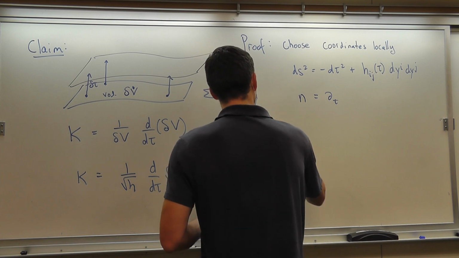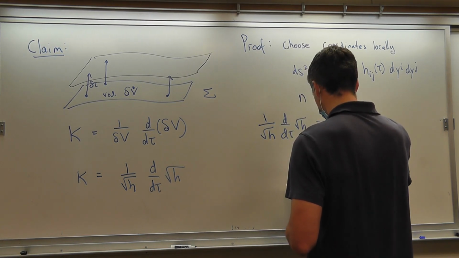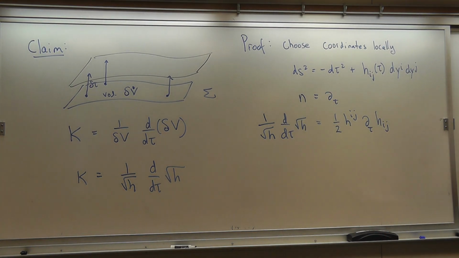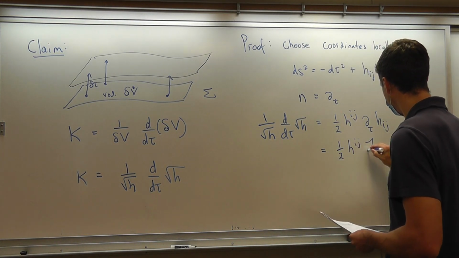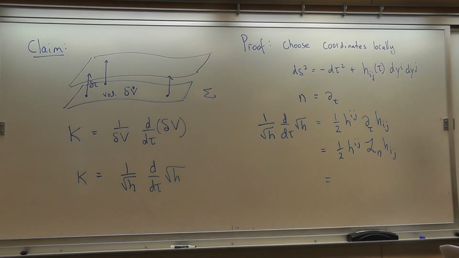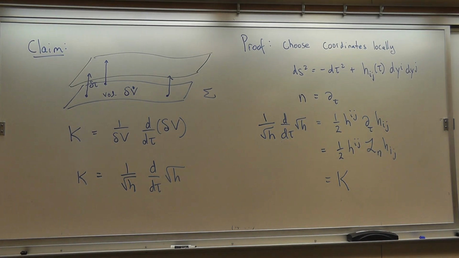And then we just calculate (1/√h) d/dτ of √h, which is a half h^ij d/dτ h_ij. I've just used the formula for the variation of the determinant. This is a half h^ij times the Lie derivative along n of h_ij, which is the trace k. That was one of our formulas for k that we had a minute ago. Okay, so I picked some coordinates along the way, but at the end of the day, this is a covariant expression. Tensors on the left, tensors on the right, so this formula is just true in general.